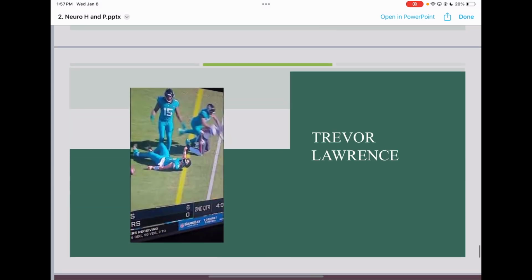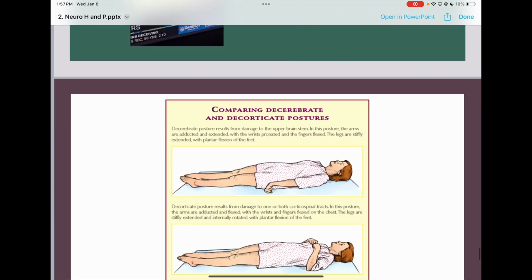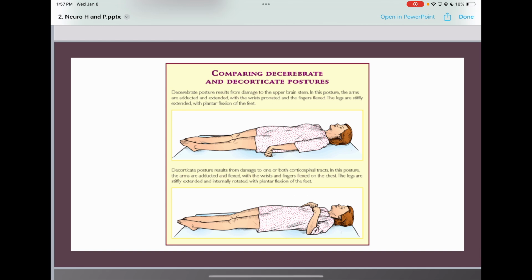Here is Trevor Lawrence. This just happened. Look at his arms. Look at the left arm. That's decerebrate. He's out like this. His other arm was kind of up a little bit. So not a good prognosis. I don't know what happened after that, but you can see how that arm is a lot stretched out. That is decerebrate posturing from when he got hit. So again, here's just what they look like. We already went over it, so.